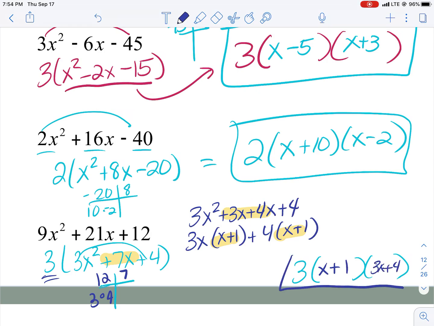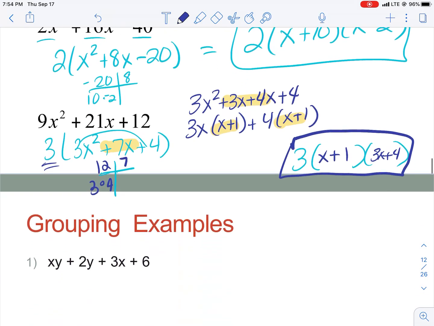Now, a lot of you are going to forget the 3 in front, and that's why I paused, because I was nervous I had forgotten to write it. If you forget it, if you're graphing, that makes a difference. We've talked about what this will do for a graph. So you do have to have that 3 in front on your final answer.